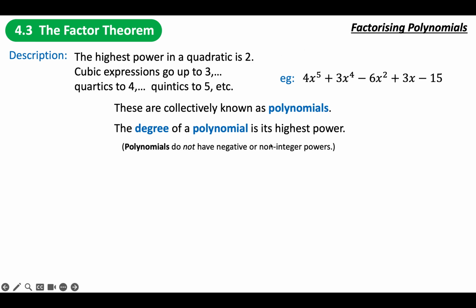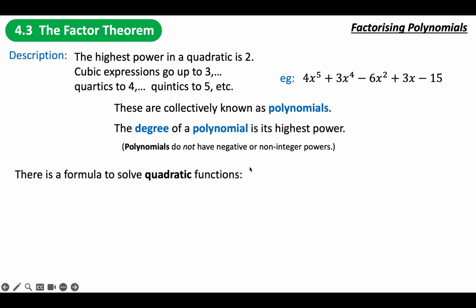Polynomials do not have negative or non-integer values. So they have to be whole numbers and they have to be positive, is basically it. You don't see one with fractions or negatives, okay? Which makes it a bit easier.